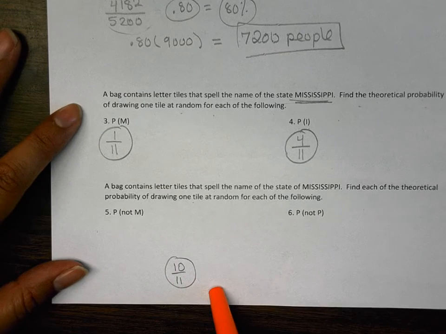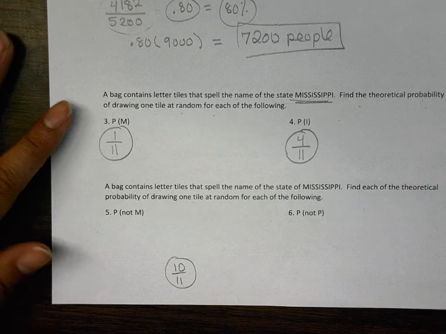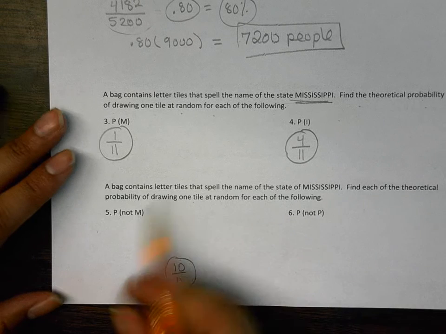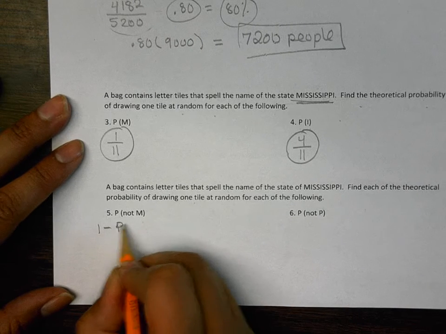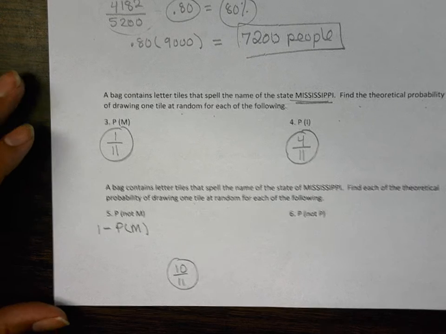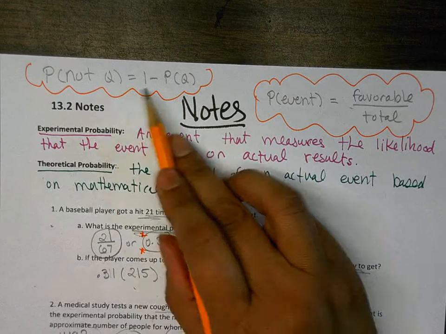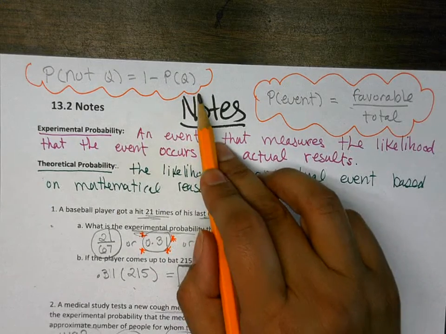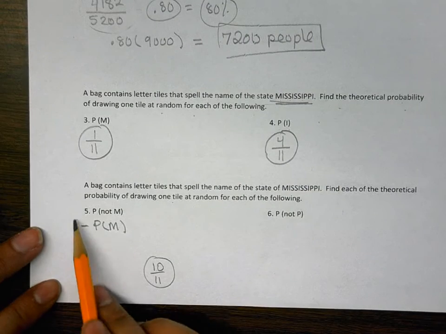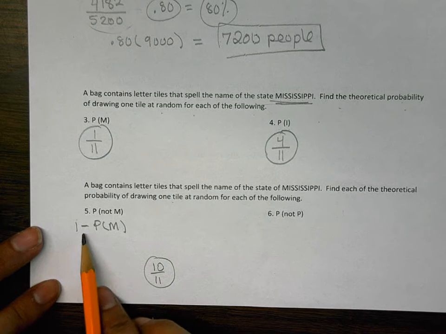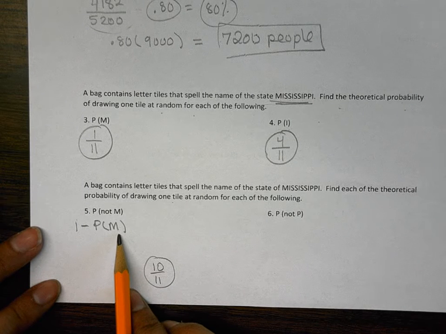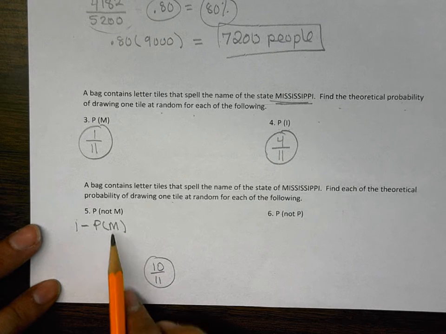So let's take a look down here. Even though it's easy to not use the formula, I want to show you how to do it. The probability of not M is 1 minus the probability of M actually happening. That's the formula. Do you agree? Yep. Probability of not Q is 1 minus the probability of Q actually happening. The probability of not M is 1 minus the probability of M actually happening. Now we did M earlier. What was it?